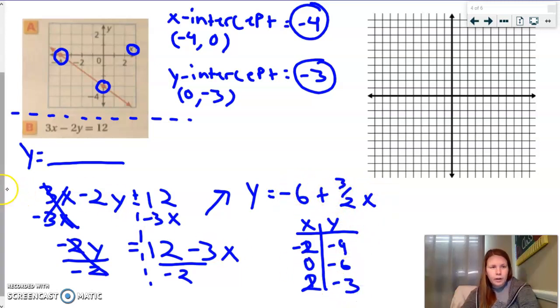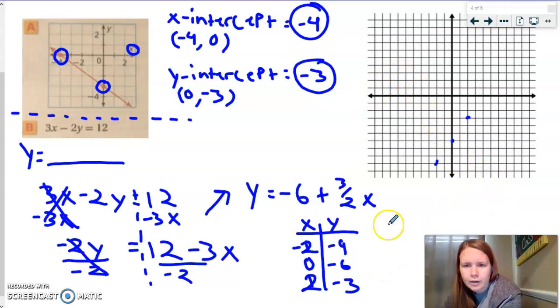negative 3. So if I started graphing this, we go negative 2, negative 9, and I'm just going to pretend that each dot is one value. So over 2, 1, 2, 3, 4, 5, 6, 7, 8, 9. It's a lot. All right, then at 0, negative 6, and then I would have 2, negative 3. So if I were to connect these, as best I can, with a straight line, let's actually add another point to my table.